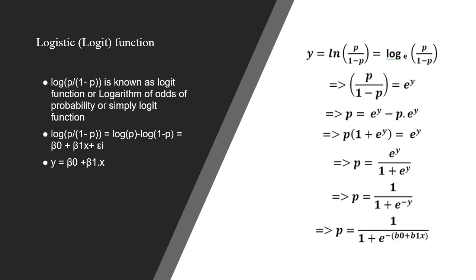So what we get here is the logarithm of the odds is now y. Previously it was a linear combination of the factors, but in this case it is not a linear combination of the x variables, it is a logarithm of the odds. So that is the link between these two.